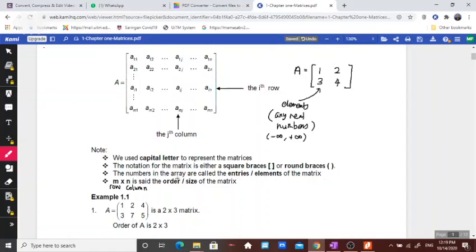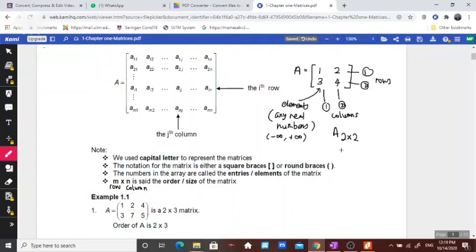About the size of the matrix, we can count how many rows. This is 1 and 2, so 2 rows, and columns 1 and 2, so 2 columns. That means the size of A is 2 by 2. So this is the size of A.